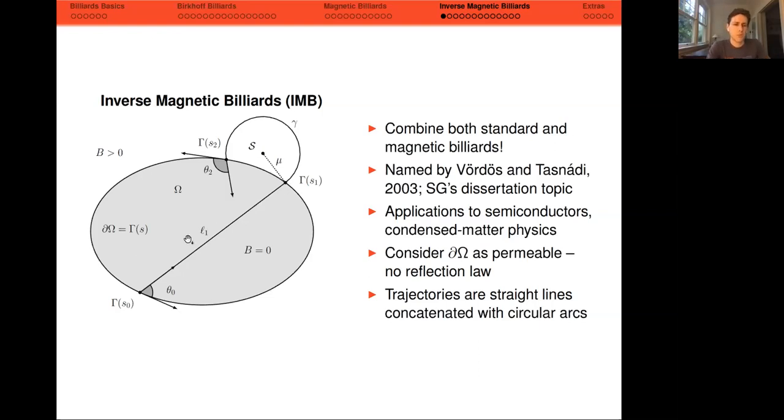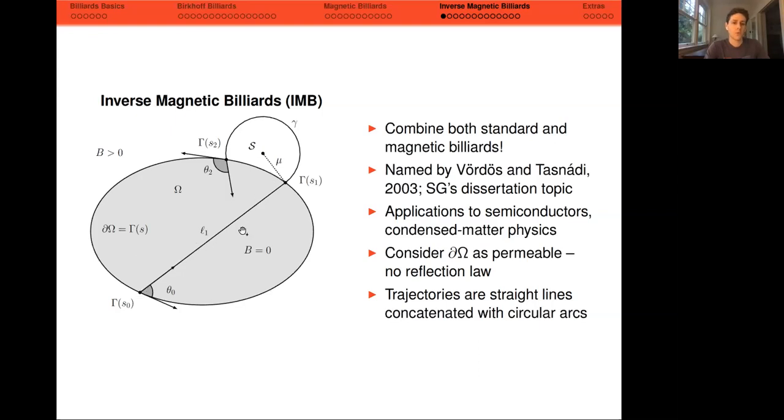And so in this picture, this is a typical orbit for an ellipse where we start with a point S and theta. Again, we parameterize the boundary by arc length. We've got tangent vectors here. And L1 stands for the length of the billiard on the inside. Gamma here is the length of the circular arc on the outside. And S corresponds to the area that is inside the circular arc, but outside the table.